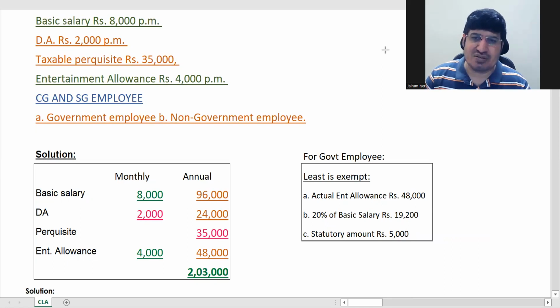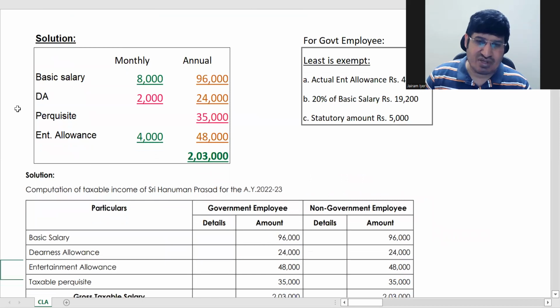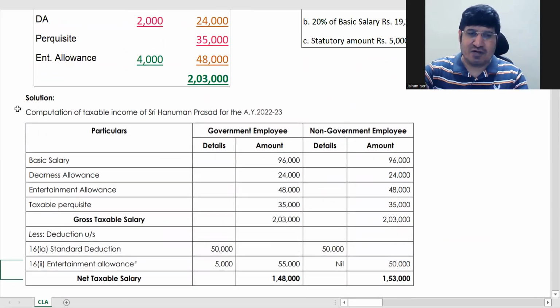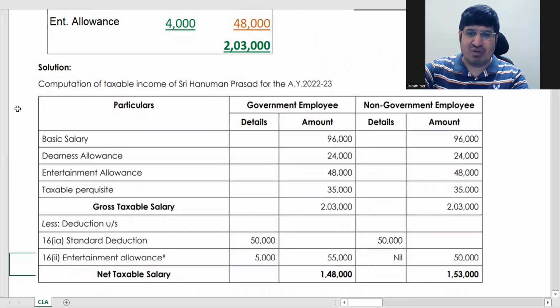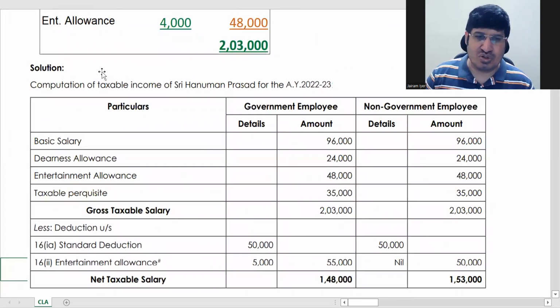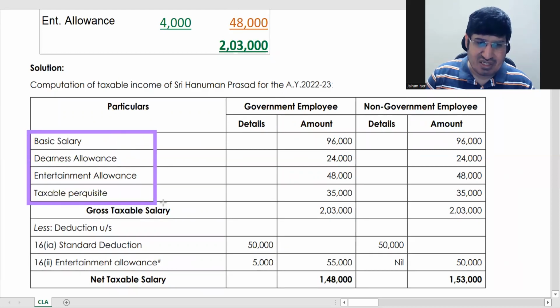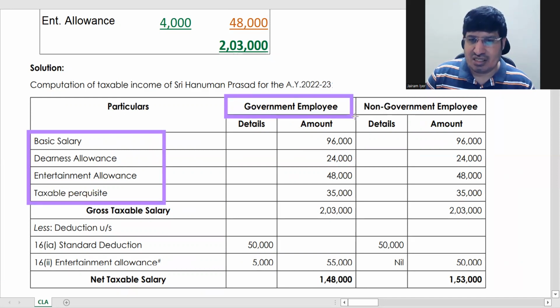Now let us calculate the gross salary. Gradually you'll get a hold of this gross salary and all. Here, the main purpose is basically to show you entertainment allowance. So here the four things which we had started, which we have written on top, are the same four things: basic salary, DA, entertainment allowance, and taxable perquisite. Just write: this is your government employee and this is your non-government employee.